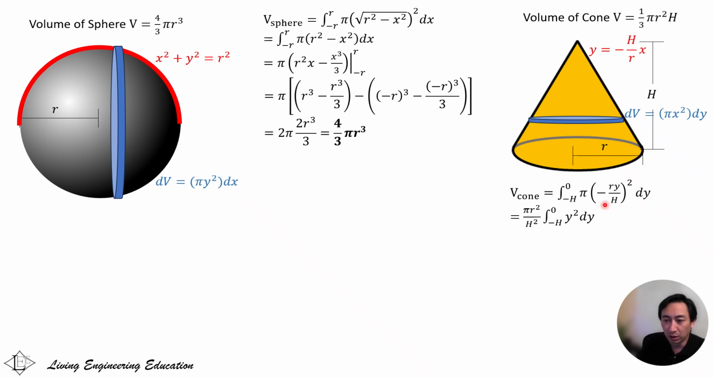So my only variable term is my y value, so I could pull everything else out. I'll pull out my h squared term, my r squared term, my pi term. This negative sign drops out because of the square component, and so I'm just integrating y squared essentially. So I integrate y squared, I get y cubed over 3, multiply by that constant up there, and then apply my upper and lower limits, and I get my 1/3 pi r squared h again, right there.